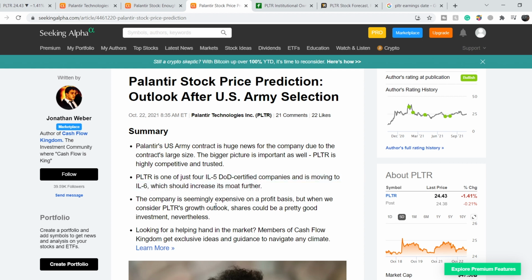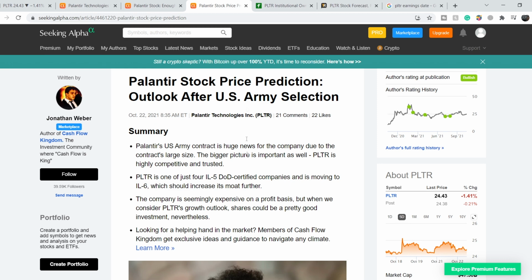The company is seemingly expensive on a profit basis, but when we consider PLTR's growth outlook, shares should be a pretty good investment nevertheless. And I have to say that I agree with this statement, because even if they won't have any new contracts for the upcoming years, they still have more than $1.1 billion in revenue from the existing contracts for a period of more than 5 years. And this is a really good foundation.